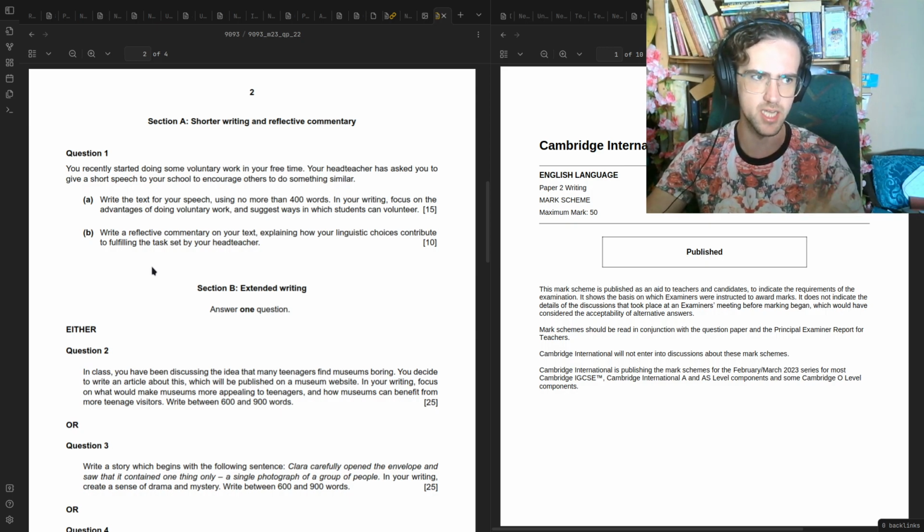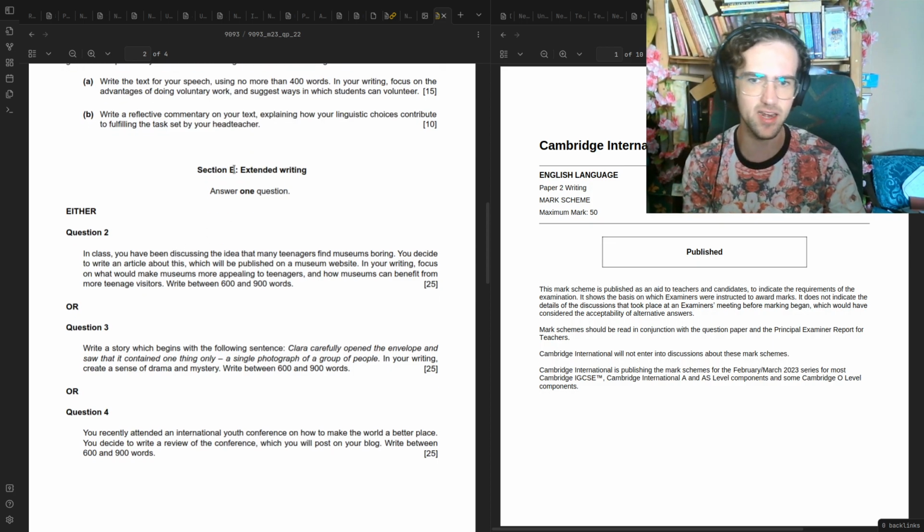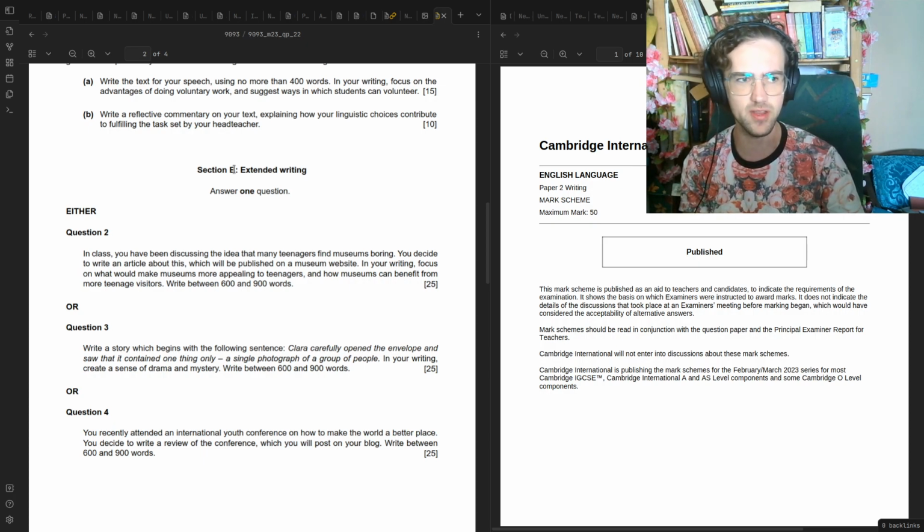to achieve the task. Now, section B is our extended writing. So every time this is going to be something different. You can generally expect that there might be either a descriptive or a narrative task.